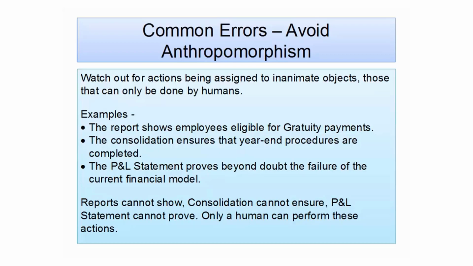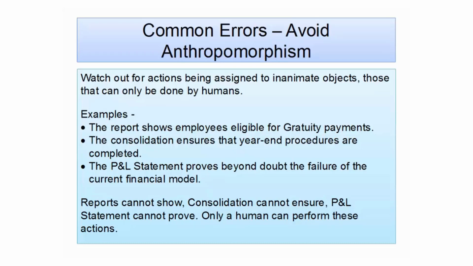The report shows employees eligible for gratuity payments. The consolidation ensures that year-end procedures are completed. The profit and loss statement proves beyond doubt the failure of the current financial model. The big unseen error in the above statements is that activities that can only be done by humans have been attributed to inanimate objects. The report cannot show, the consolidation cannot ensure, and the profit and loss statement cannot prove, because only a human can do these activities.